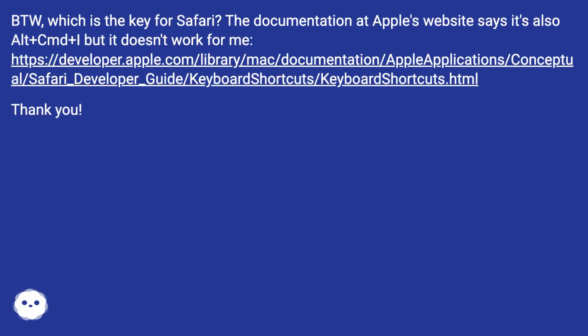By the way, which is the key for Safari? The documentation at Apple's website says it's also Alt plus CMD plus I, but it doesn't work for me. This URL. Thank you.